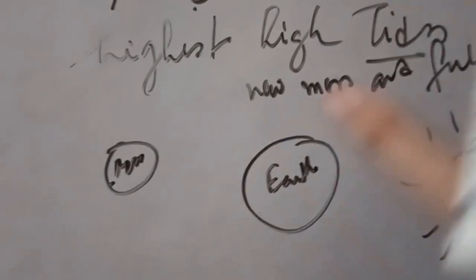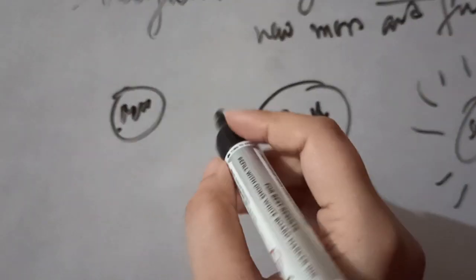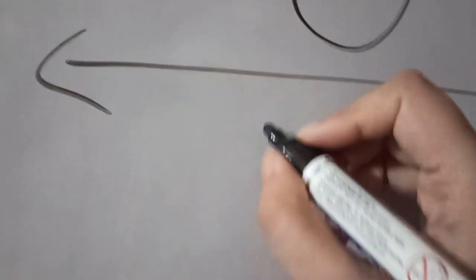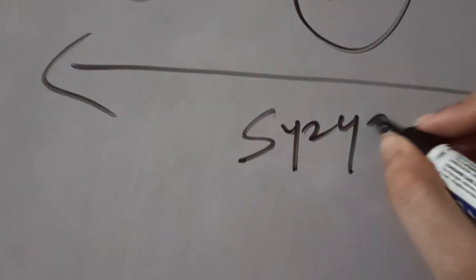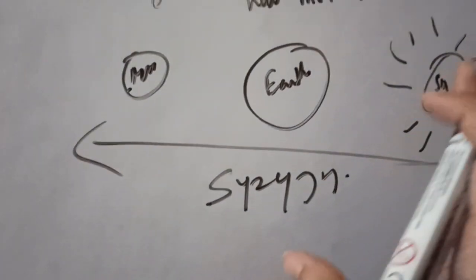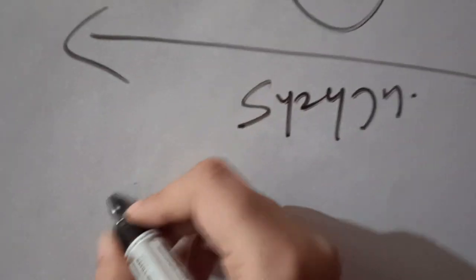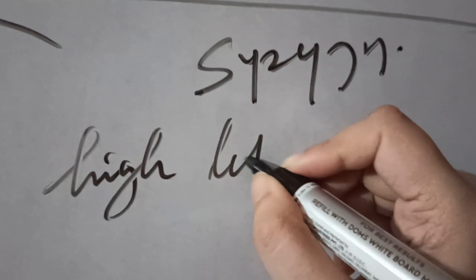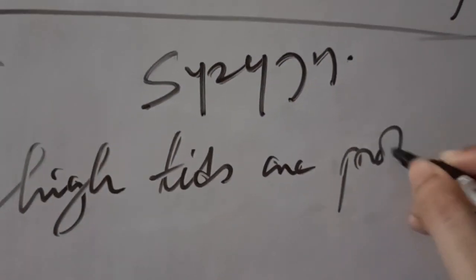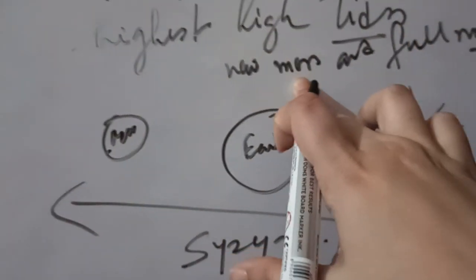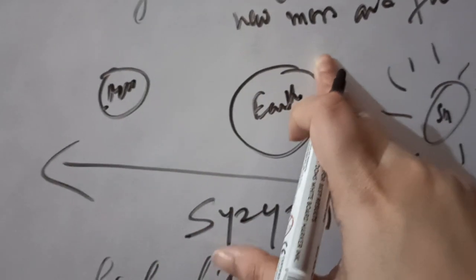Okay, so on these days the sun, moon and the earth almost lie in a straight line, and this position is known as syzygy. So due to the combined pull of the sun and the moon, very high tides are produced during the time of this spring tide.